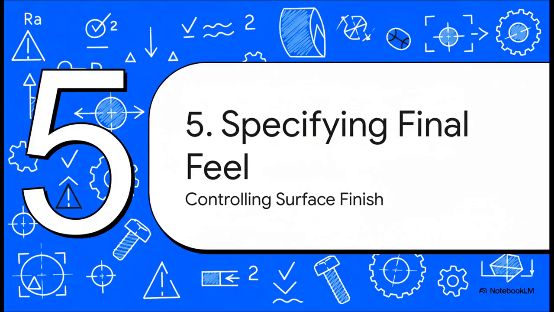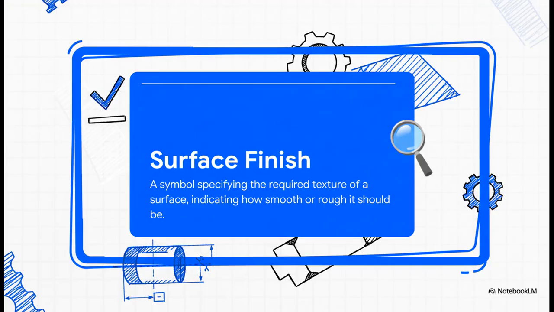We are so close to being done with our part. There's just one last crucial detail we need to add. We have to specify the final feel. This is all about controlling the texture of the part's surfaces. A surface finish symbol does exactly what it sounds like. It tells the manufacturer what the texture of a surface should be. Should it be rough, silky smooth, or maybe polished like a mirror? And this is super important for any parts that have to slide against each other or create a seal or just feel good in your hand.